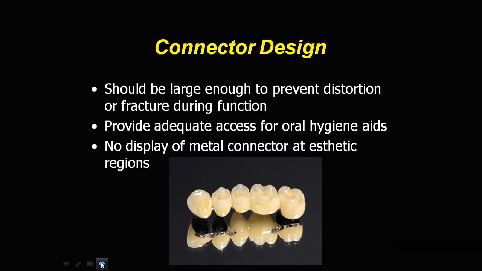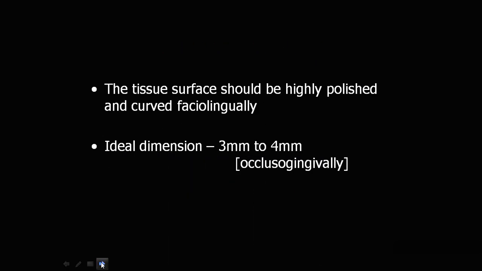These connectors should be large enough to prevent distortion or fracture during function. They should provide adequate access for oral hygiene aids, and there should be no display of metal connector at the aesthetic regions. The tissue surface should be highly polished and curved faciolingually. The ideal dimension of these connectors is 3 mm to 4 mm occlusogingivally.